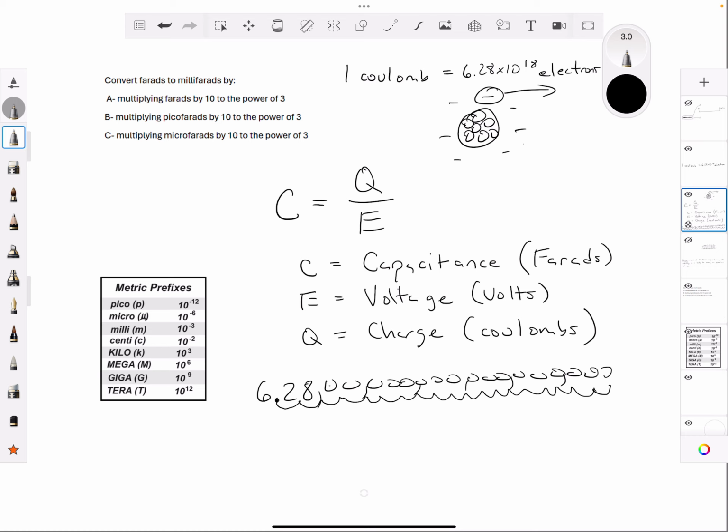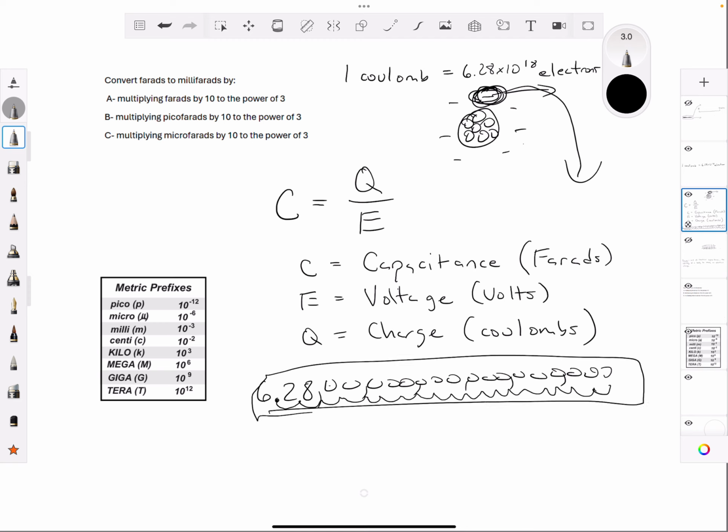So if I take one electron from an atom and move it and put it in one spot and combine it with this many electrons, what I have is 1 coulomb. So 1 coulomb is just an amount of electrons. It's a very large number of electrons.